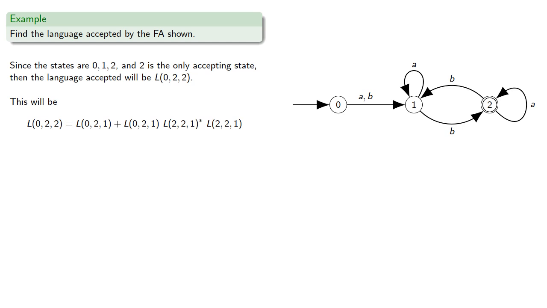Now, to find this, we need to know L(0,2,1). We go from state 0 to 2 without passing through anything higher than 1. So again, we can find those by going from 0 to 2 without passing through anything higher than 0, going to 1, looping, and then going on to 2.